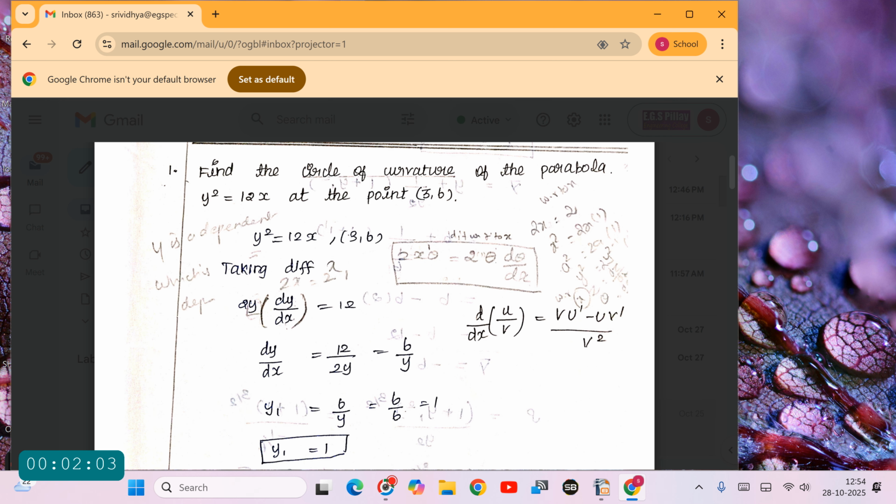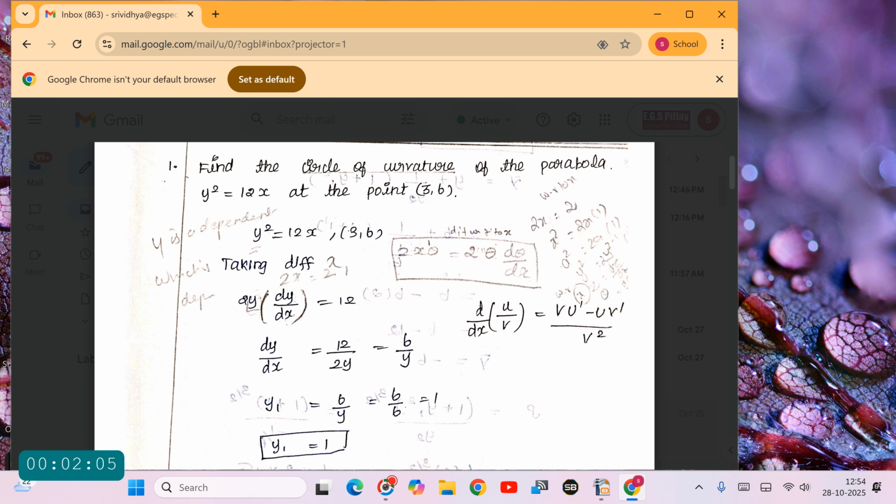Under this, first we are going to see a curve y square equal to 12x. We are going to find the circle of curvature at the point 3, 6. So find the circle of curvature of the parabola y square equal to 12x at the point 3, 6.